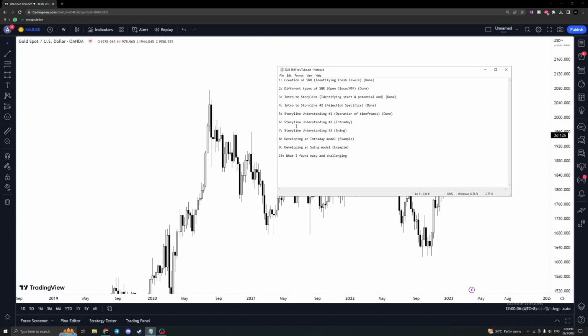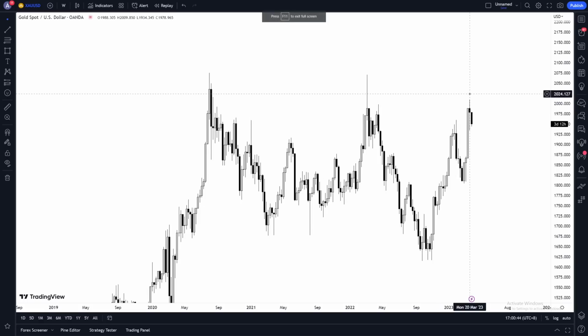Number 6, storyline understanding. So storyline understanding number 1 is just about the operation of time frames. You guys know that. Storyline understanding 2, intraday setups. You guys already know that there are 3 ways you can enter the trades. The first way is using MTF. So for example, it's the highest risk way of entry.